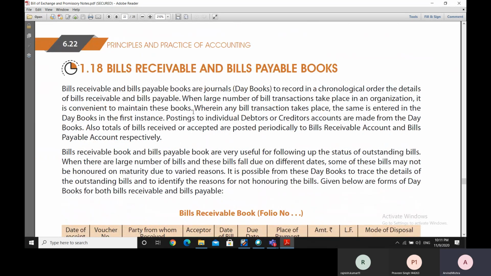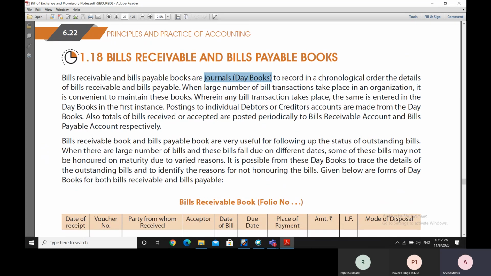Now, bills receivable and bills payable books are journals. They are called journals or day books, in which, in chronological order, the details of the bills which were receivable or payable are recorded. When a large number of bill transactions take place in an organization, it becomes convenient to maintain these books, bills receivable and bills payable books, because there are a lot of entries.